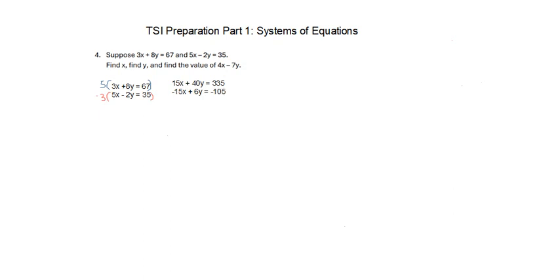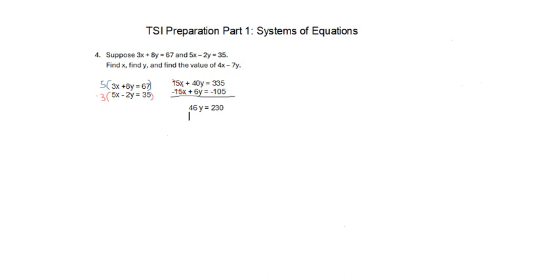Okay. At this point, notice that the x's are the same numbers but opposite signs. The good news is 15 and negative 15 can cancel out. So let's add what's left. 40y plus 6y is 46y. And 335 minus 105 is 230.